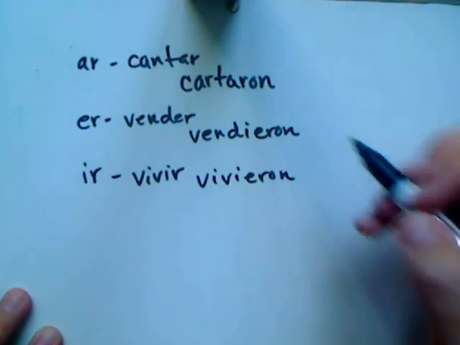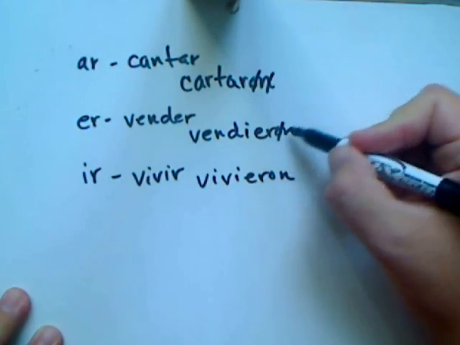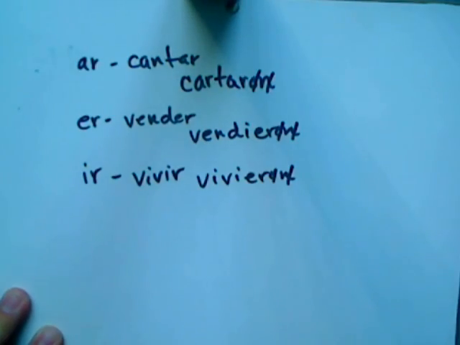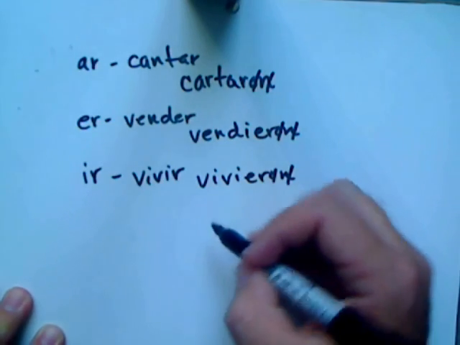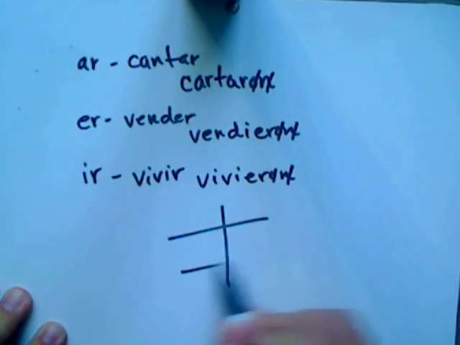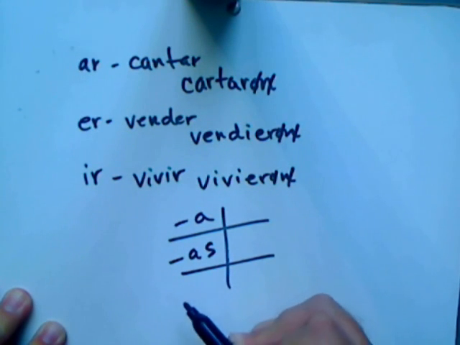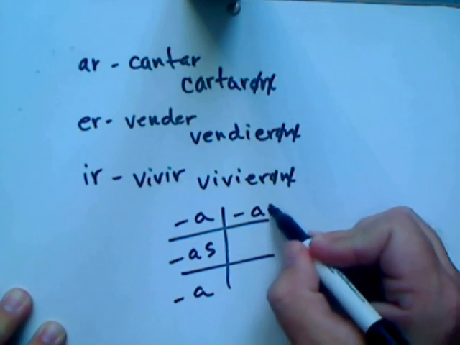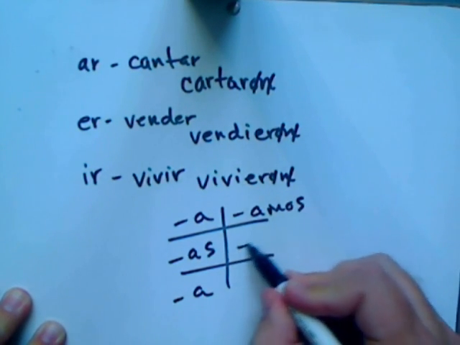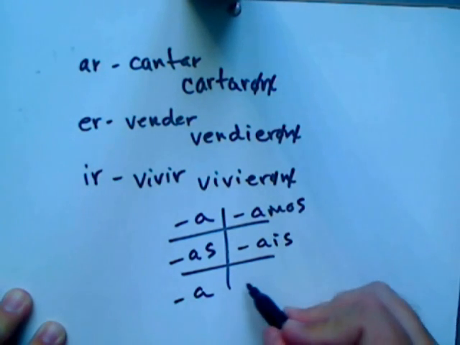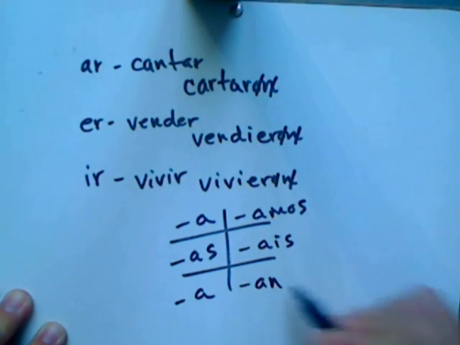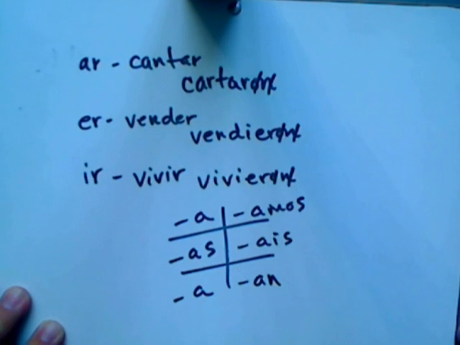The next step is that you remove the final two letters, O-N, and you add the following endings. For the yo form, it's a. For the tú form, it's as. For the usted, él, ella, a. Nosotros, amos. Vosotros, ais. And ustedes or ellos, third person plural form, is an.